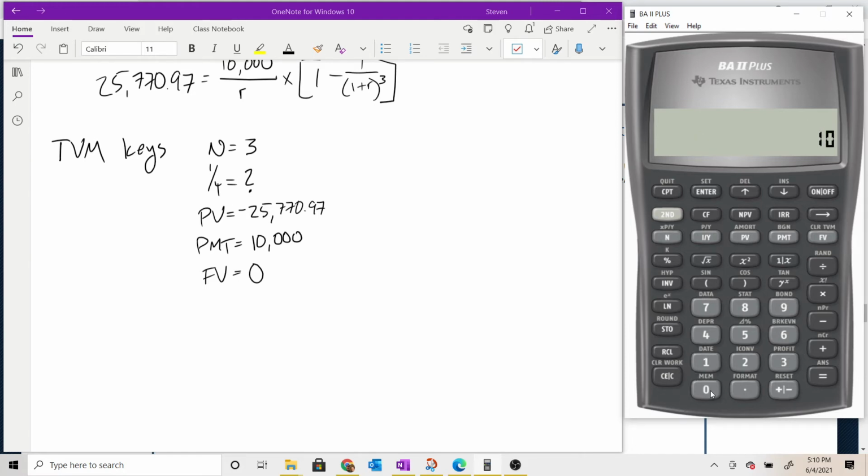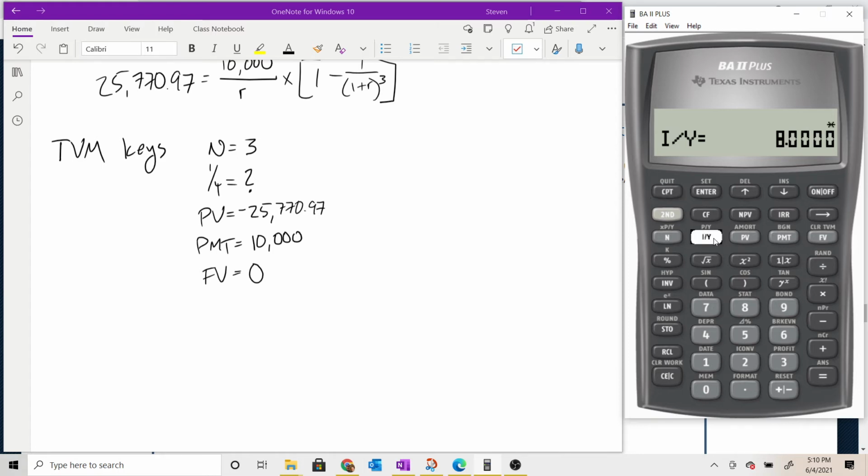Payment is a cash inflow of 10,000, so I'm going to type in a positive 10,000. Press the payment key to store it. And then future value is 0, which when we cleared it out, it should have recorded a 0, but just to be sure, I'm going to go ahead and press 0 and then press the future value key, so I know for sure that that's what's on there. All right, we have 4 of the 5 variables in, so the calculator can solve for the 5th.